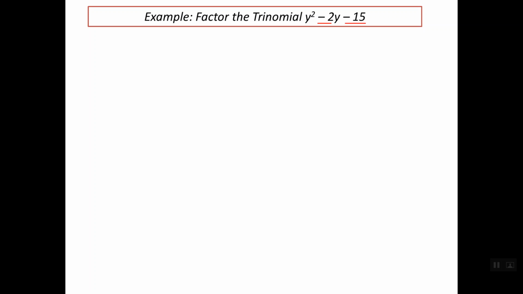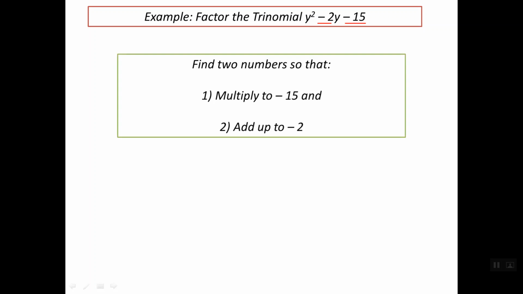So the strategy here is to find two numbers so that the multiplication of the two numbers should be minus 15 and the addition of the two numbers should be minus 2. So this is our strategy. It's simply to find two numbers so that two conditions should be fulfilled. The first one is that the multiplication of the two numbers should be minus 15. And the second condition is that they add up to minus 2.